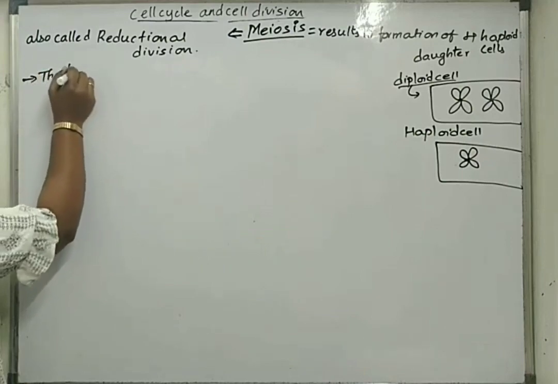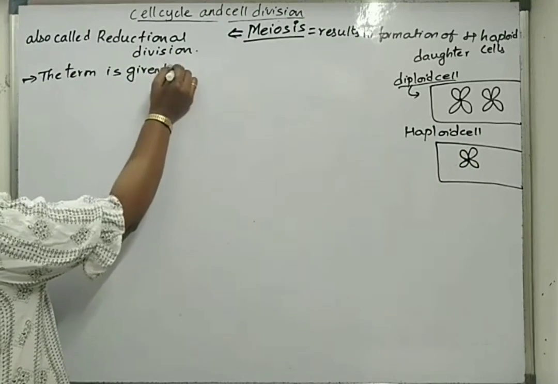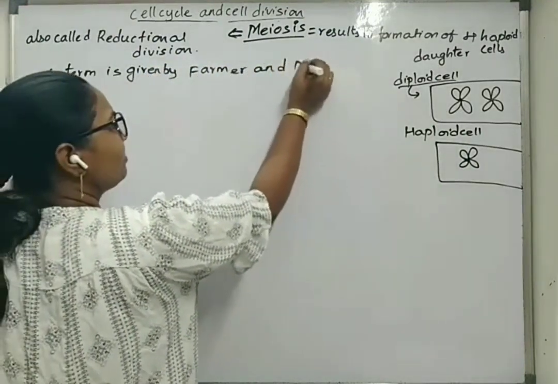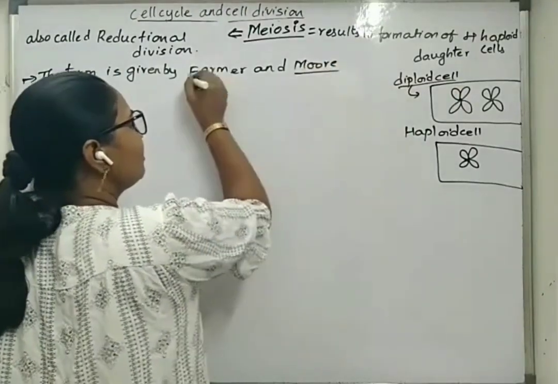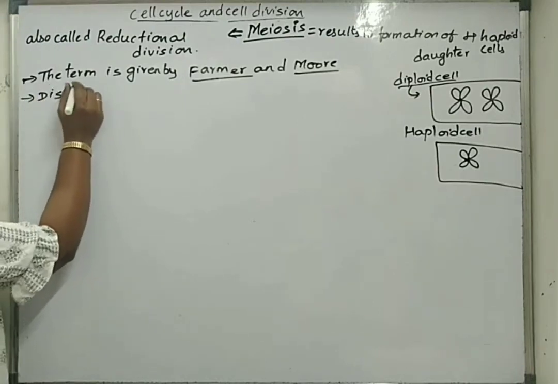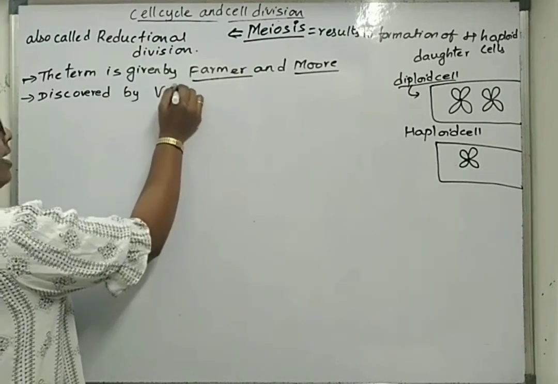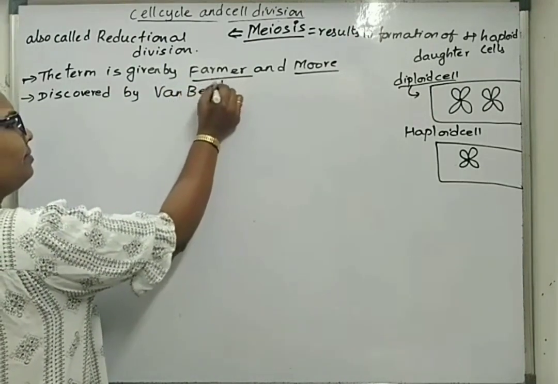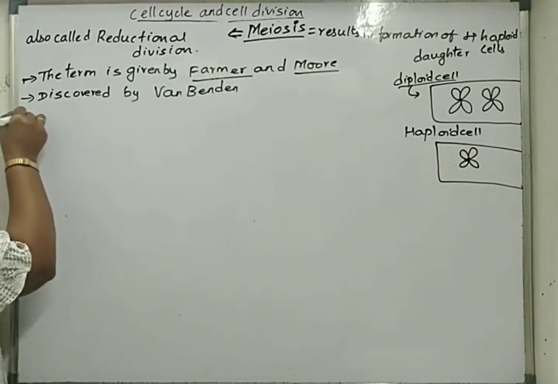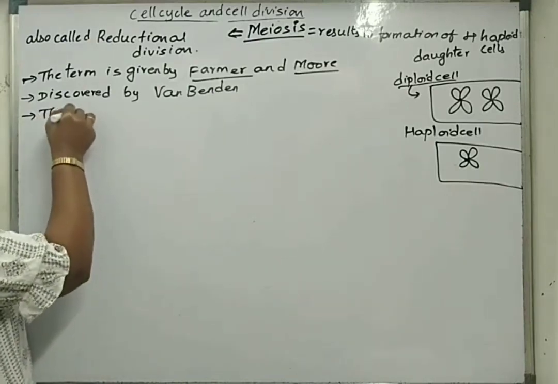The term is given by Farmer and Moore. Meiosis is discovered by Van Benden. Here, the cell that undergoes meiosis is called a meiocyte.